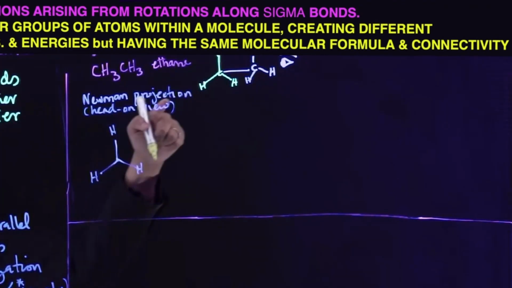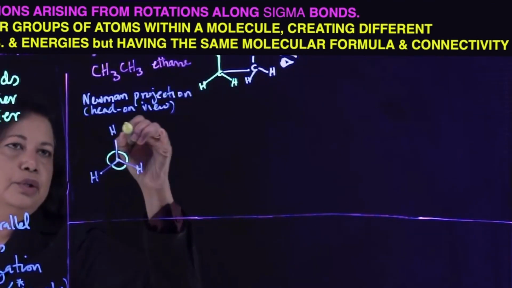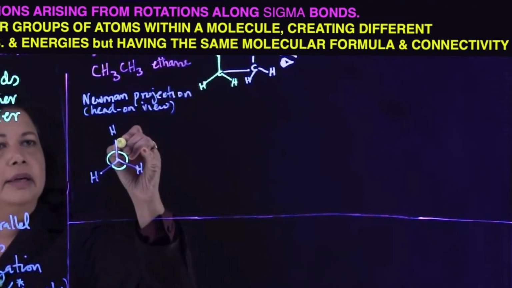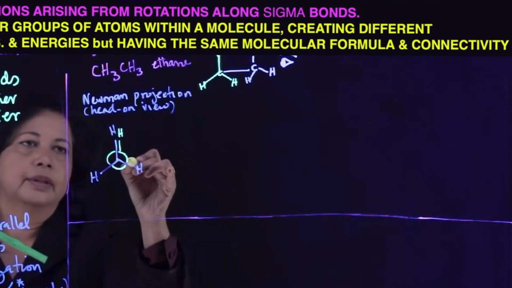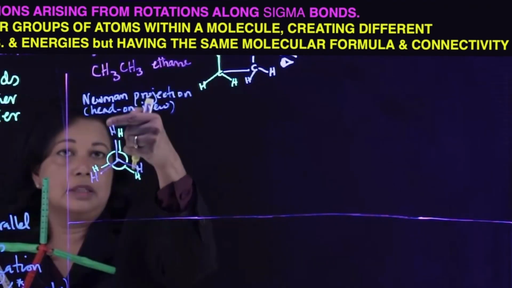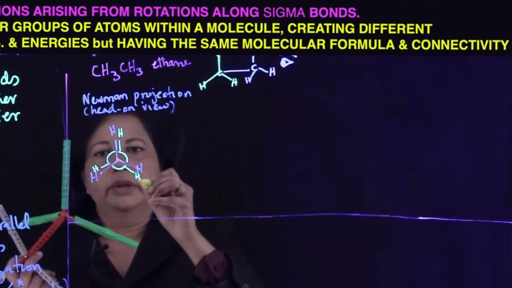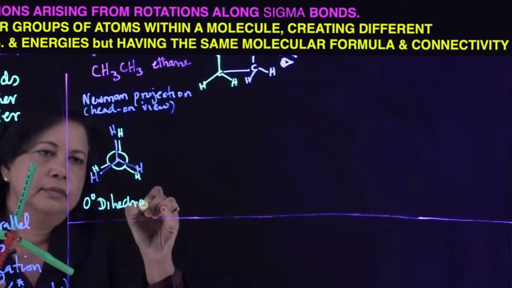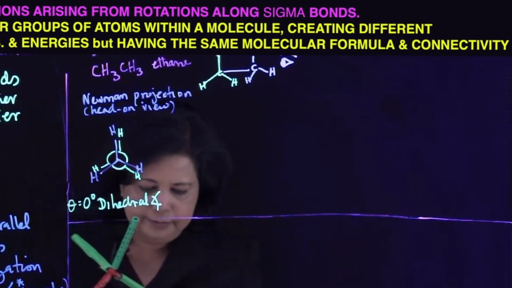And the back carbon is drawn as a circle. You can draw the circle and then put the front carbon, which might be easier. In this case, it looks like they are kind of parallel, and there's a 0-degree dihedral angle. So here's this. This is how you would draw it, because it's impossible to draw exactly parallel here. So this is a 0-degree dihedral angle, or theta is equal to 0.